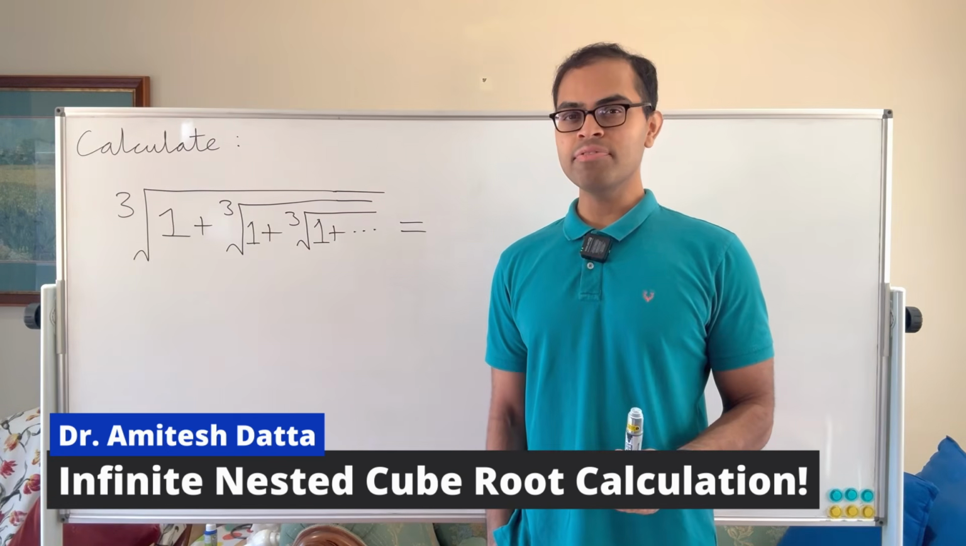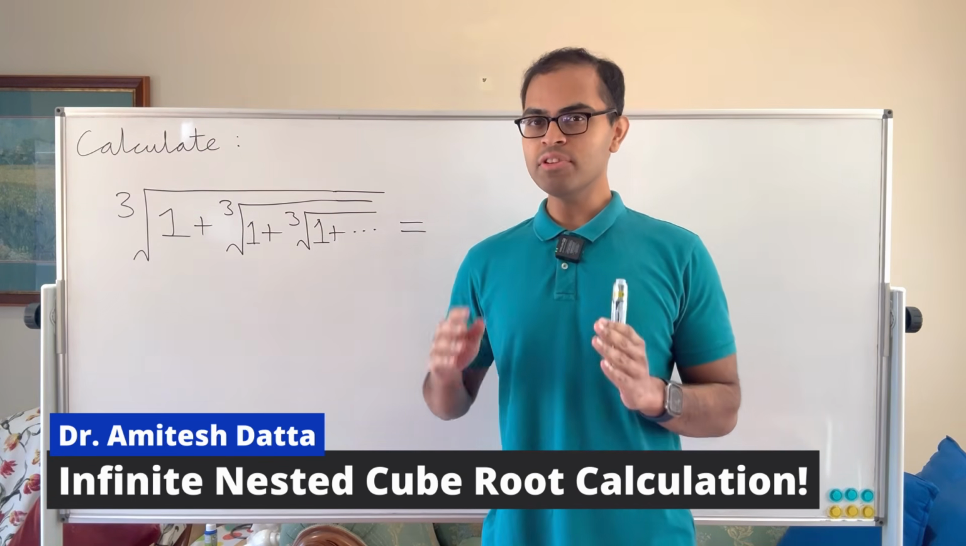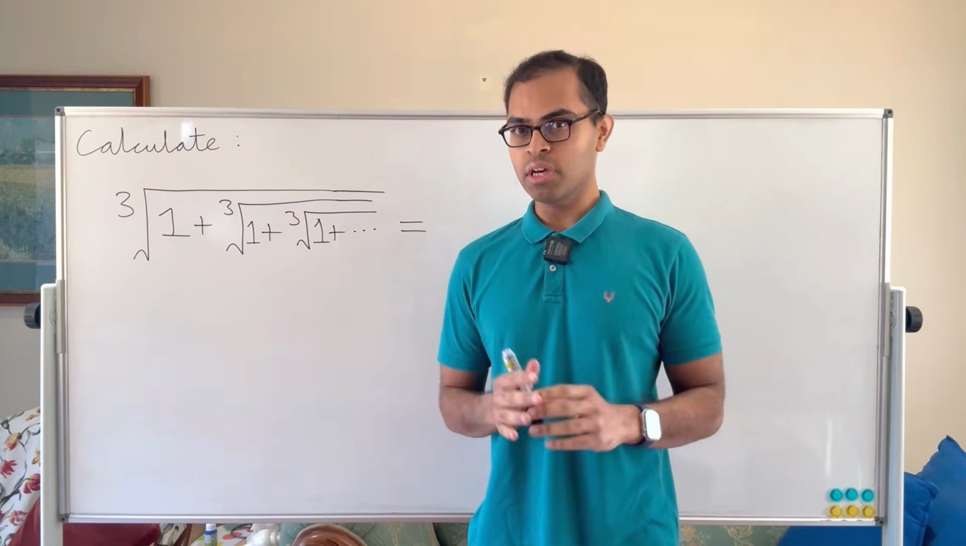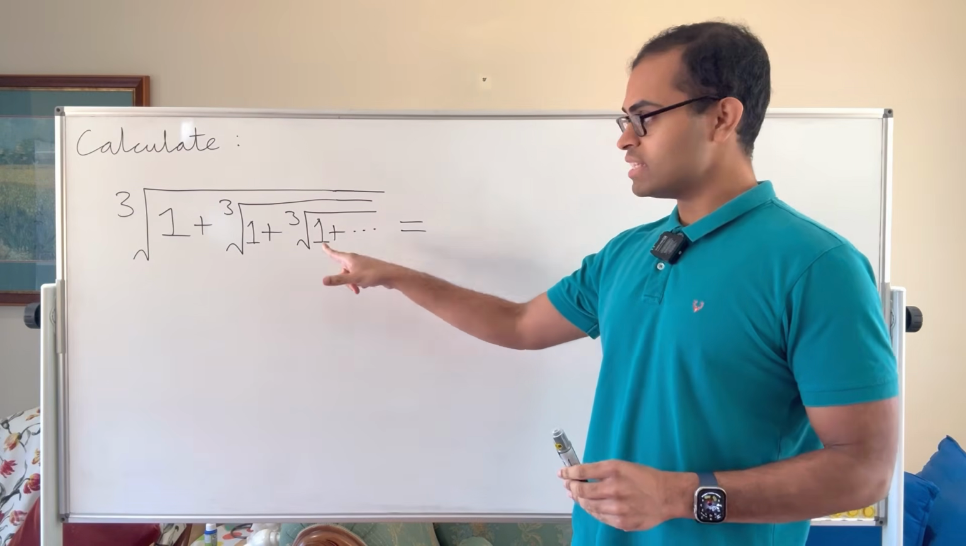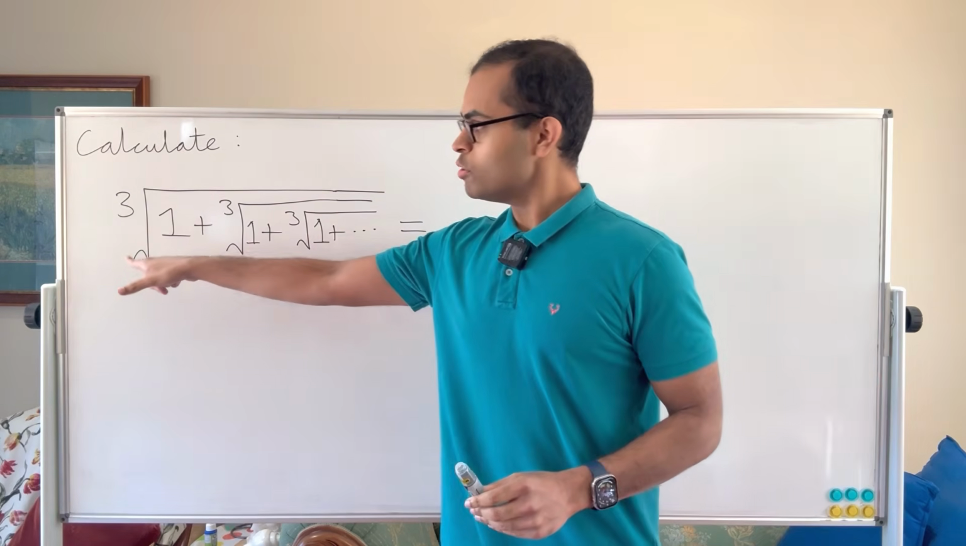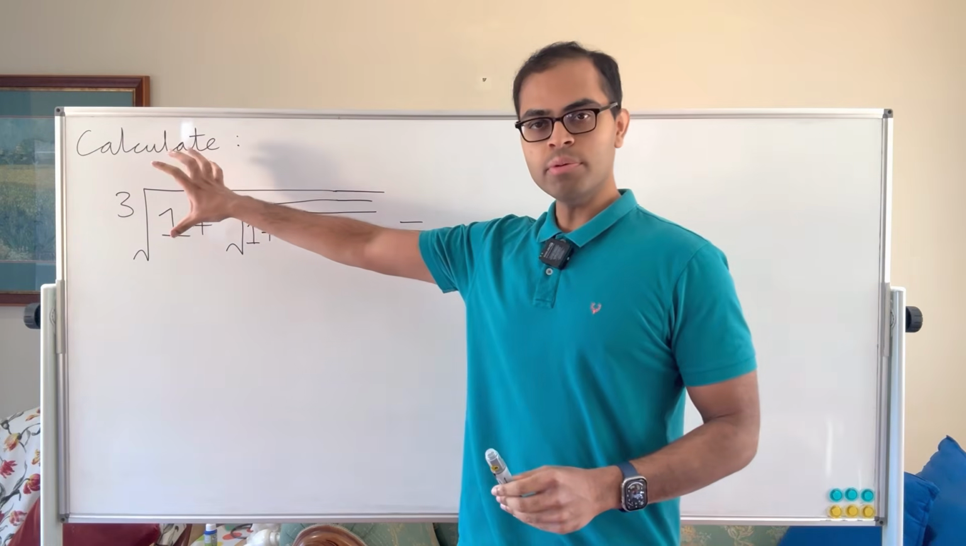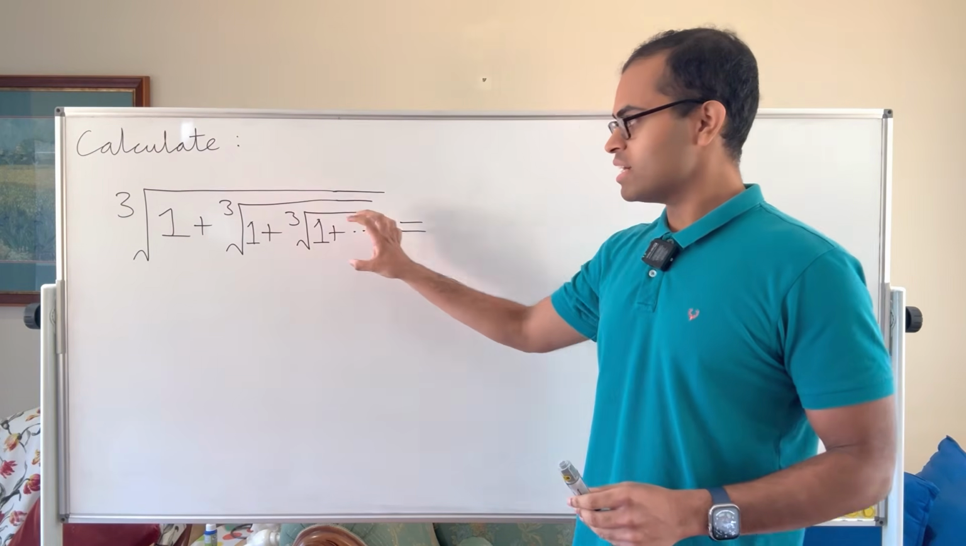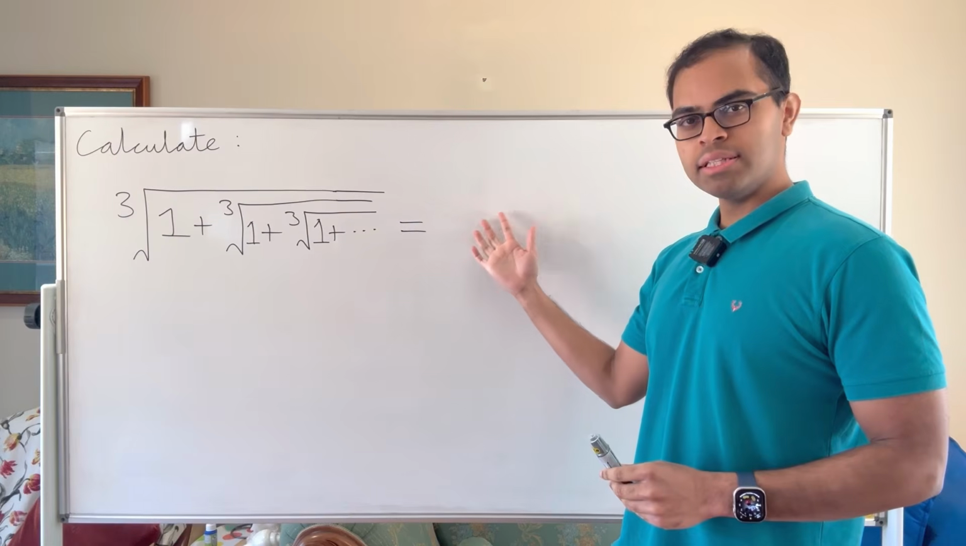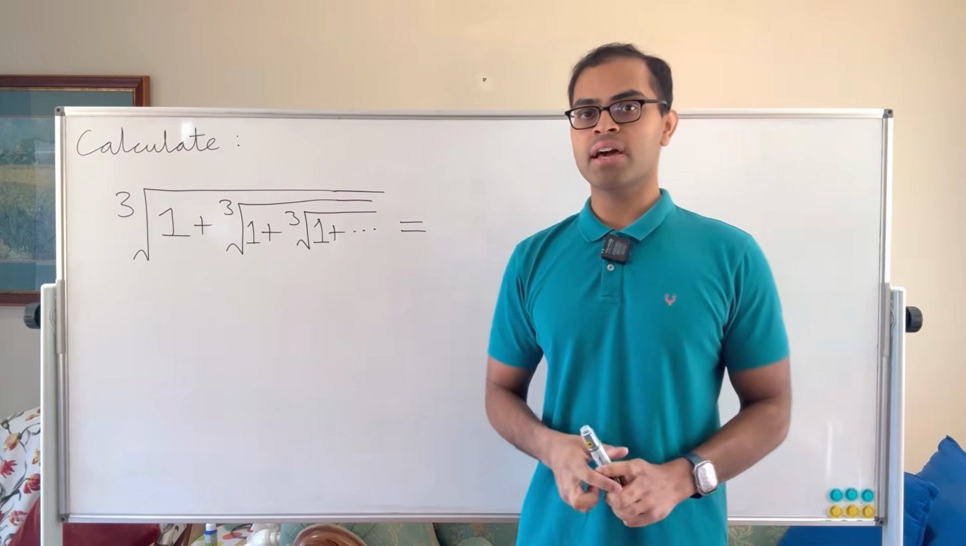You might have seen an infinite nested square root, but have you seen an infinite nested cube root? In this video, we're going to calculate this infinite nested cube root of 1 plus the cube root of 1 plus the cube root of 1, where the cube roots are nested. They're inside each other and cascade. What on earth is this number equal to? We're going to find out in this video.